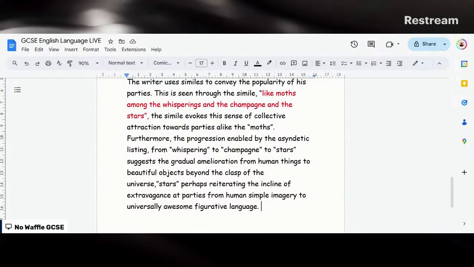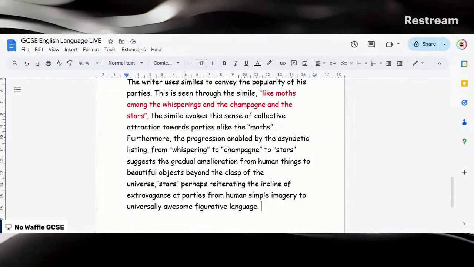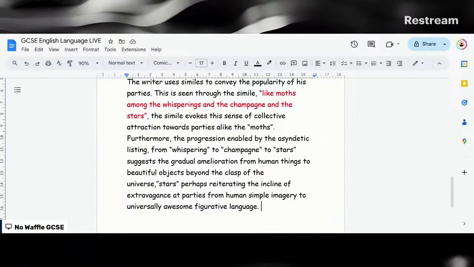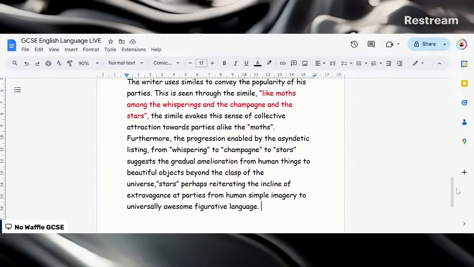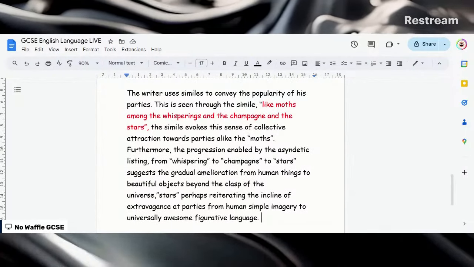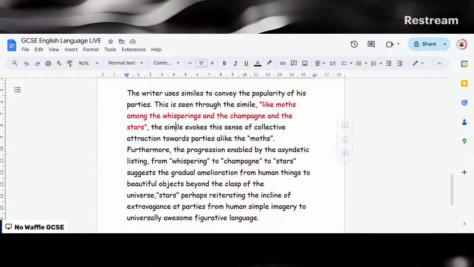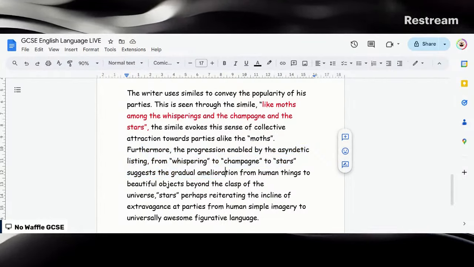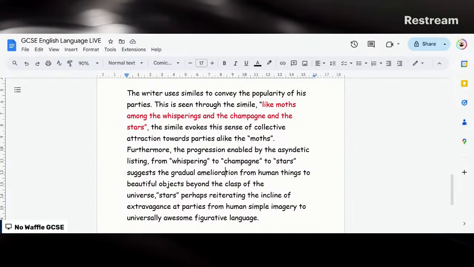What we've done there is we've looked at one point, we've looked at the fact that they've used similes, we've broken it down, we've mentioned two key things there, so the collective attraction and also the asyndetic listing, the gradual improvement from human things to beautiful objects, and that's our first paragraph, okay?